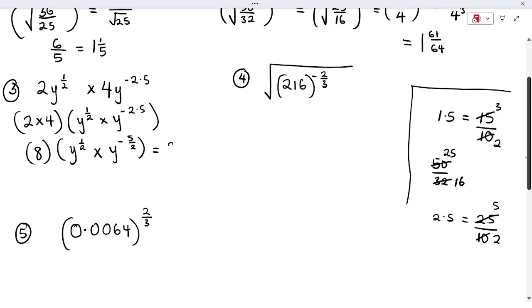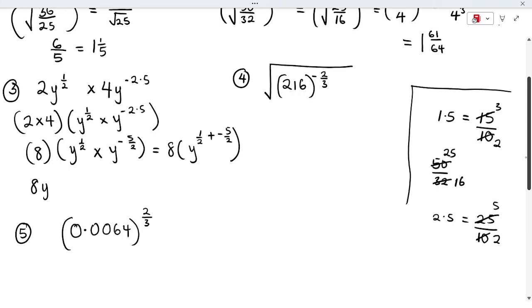Again, we are done with 8, so we put 8. Now, the base here is y, the base here is y, and we are multiplying, so we can pick one base. The first power is 1 over 2. Now, this is where you have to be very careful. The first power is 1 over 2, so you take your 1 over 2. Remember, when you are multiplying, that means you are going to add the powers. Simply put, times will become plus. And then the next power is minus 5 over 2.